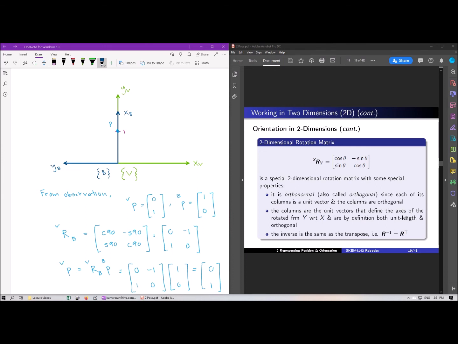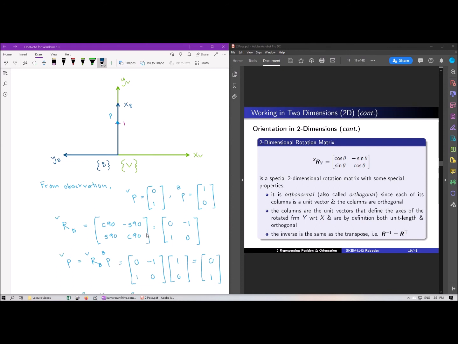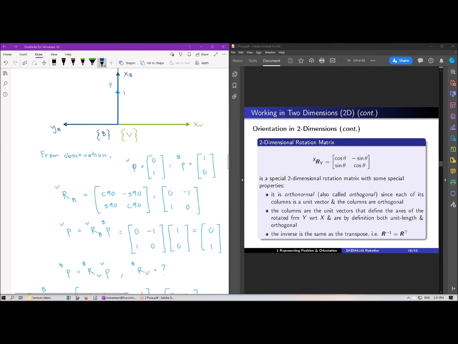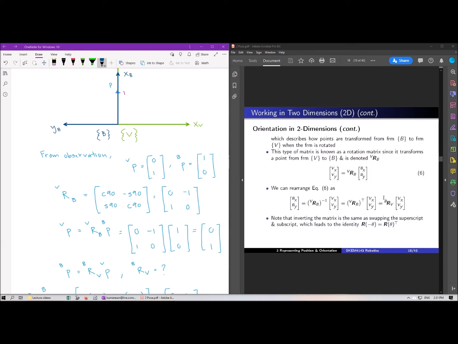So each column, as said here, are the unit vectors that define the axis of the rotated frame. Alright, so suppose we are interested to find PV, even though we know already, but let's say we want to find it. Or let's test what we have learned so far. So what is PV, if we are given the rotation matrix and PB? As we saw here, it's just the multiplication. So RBV multiplied by PB, we know is 1, 0, we get 0, 1, which is correct, as we observed earlier.